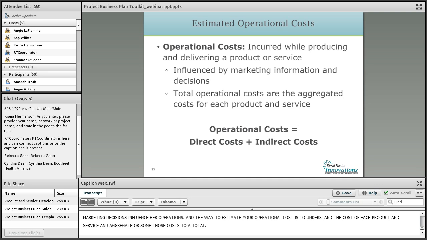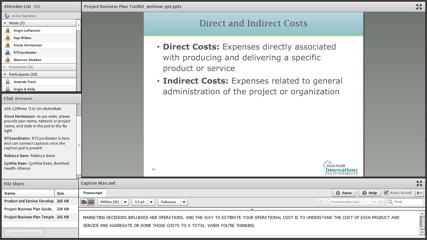There are 4 components to the financial outlook of your project. There's startup costs, estimated operational costs, projecting revenue, and forecasted net income. We'll walk through each of these components quickly. What I'm going to be doing is focusing on the financial vocabulary and the ideas for these different sections.